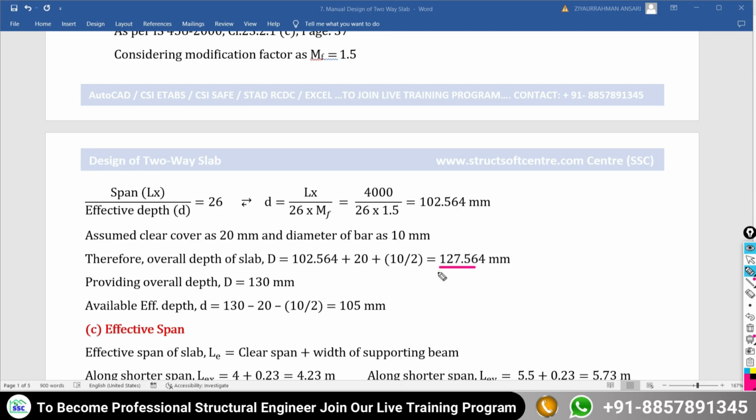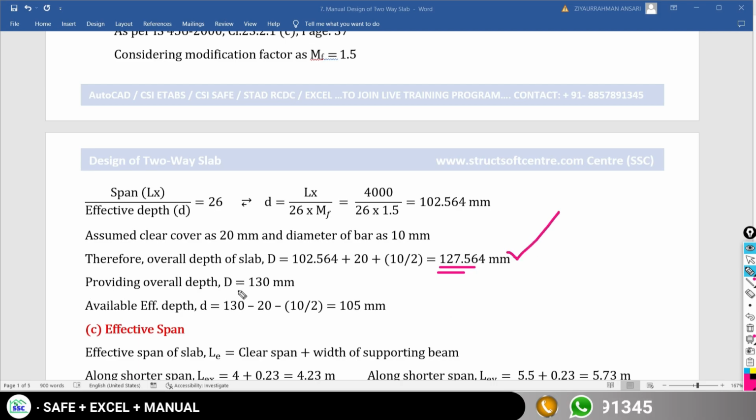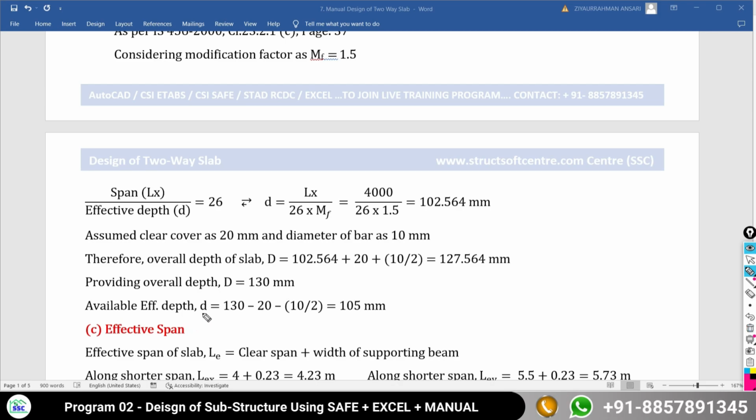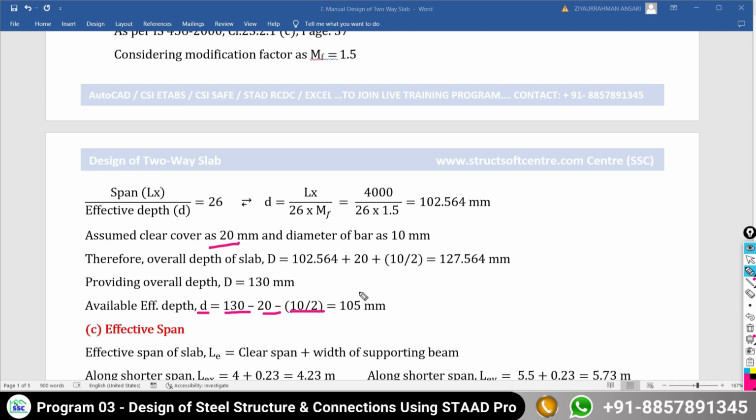This much overall depth is required based on the serviceability criteria. Now I am going to assume, based on this recommendation, an overall depth of 130 mm. Now we have to do the reverse calculation to find the finally available effective depth. How much effective depth is available? That will equal the finally provided 130 minus the clear cover that we have assumed minus half of the diameter of the bar. With the reverse calculation, we are getting the finally available effective depth as 105 mm.